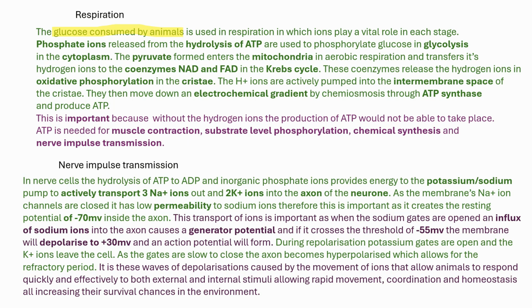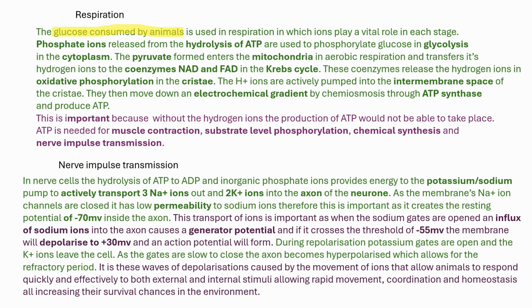And if it crosses the threshold, the membrane depolarizes, plus 30 millivolts, and an AP will form. During repolarization, the potassium gates are open and the potassium ions leave the cell. This has to happen for repolarization, otherwise the nerve couldn't recover. As the gates close, the axon becomes hyperpolarized, which allows for the refractory period.